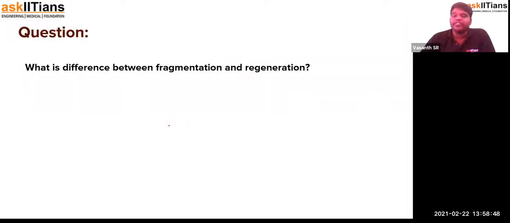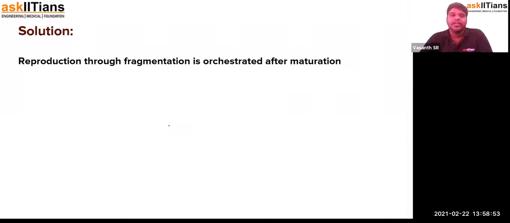So what is the difference between fragmentation and regeneration? I think we have already discussed this question, right? So we'll see that again. Reproduction through fragmentation is orchestrated, which means it is organized in a proper manner. In a musical orchestra, they have different instruments. When they play in a synchronized manner, only then it becomes music. So it is orchestrated or properly planned.